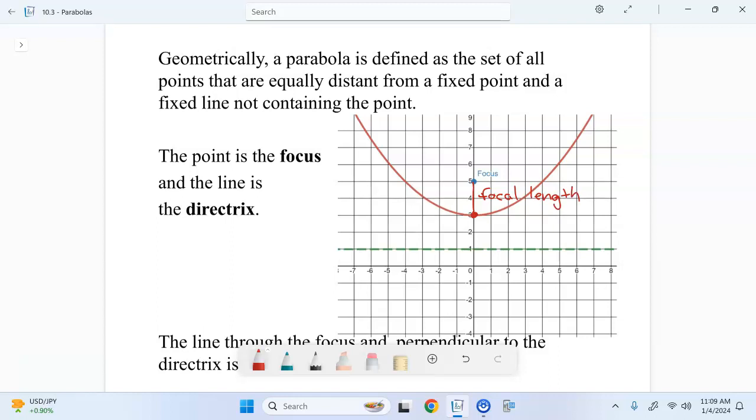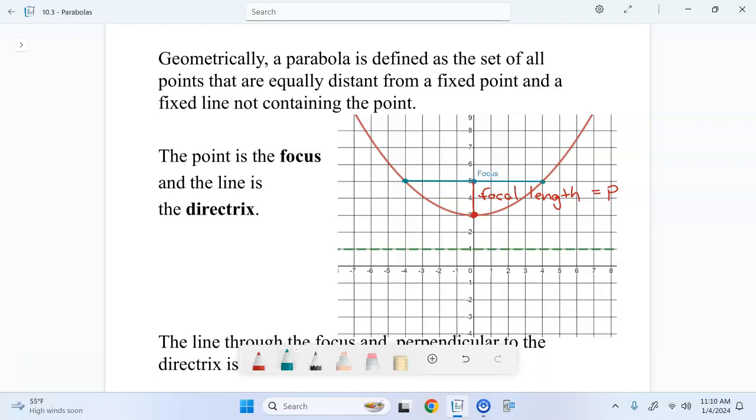All right? And when we look at our formula, the focal length is actually the value of P in the formula that we're going to see later today, as well as the one that I showed you yesterday. So that focal length is that value of P. Okay? We also have another part. We have this line that is parallel to our directrix.